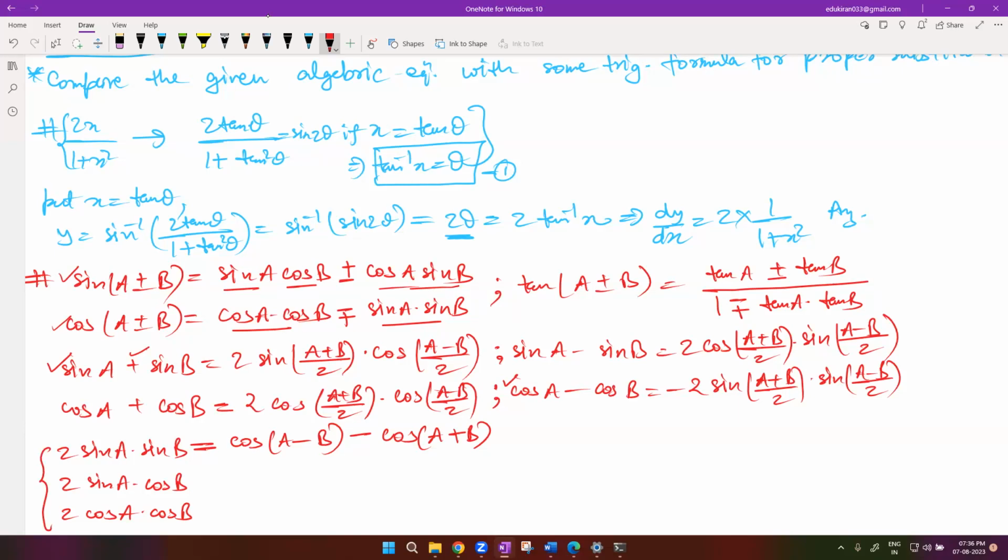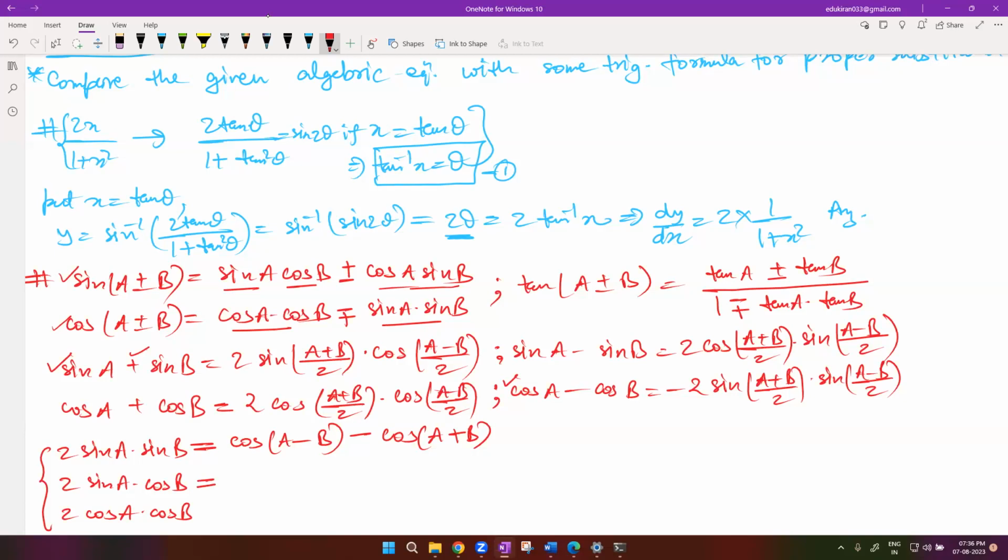Okay, 2 sine A cos B. Yeah, so there is one confusion here: either sine can be first or cos can be first. How do we interpret that? 2 sine A cos B or 2 cos A sine B. This can be similar. So we will write that expression also, but first we will understand this.